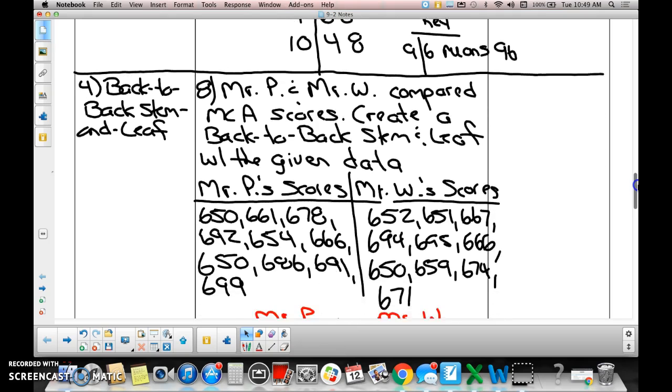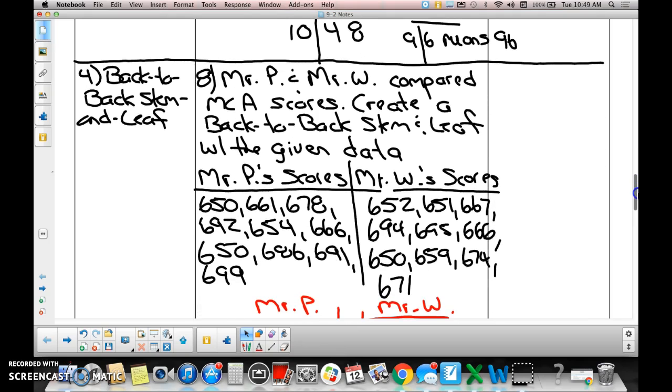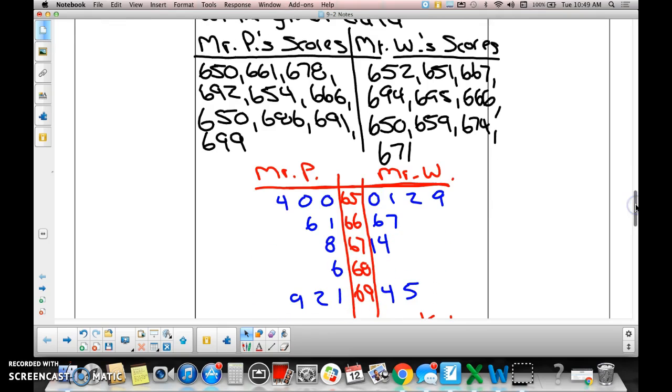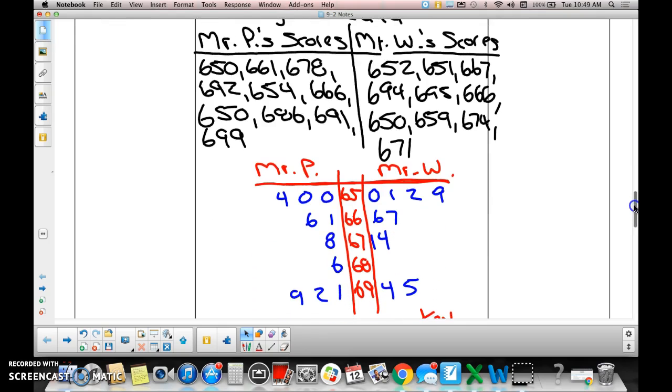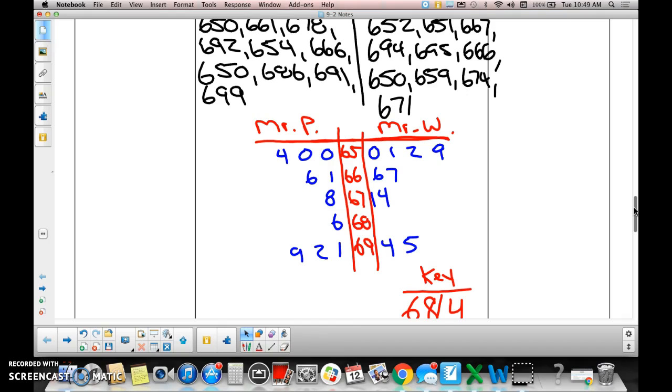Back-to-back stem and leaf plots. Mr. Pottinger scores, Mr. Walker scores. We made a back-to-back stem and leaf plot. You have one stem in the middle, and then you have one set of data coming off to the right, one set of data coming off to the left. Everything applies that you guys just told us, except what is unique about the left side data. What must you remember about the left side data, Maya? You write the data right to left. So it should go numerical right to left.